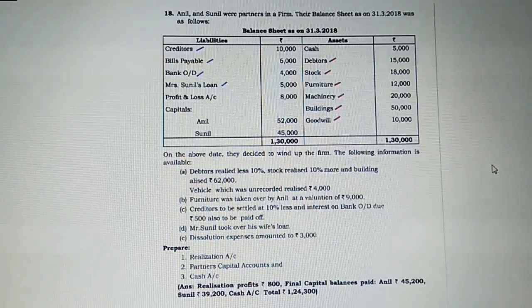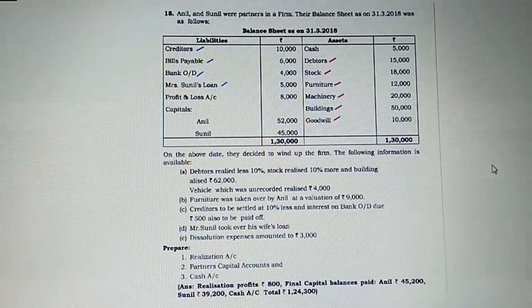Hi students, in this video we are going to see exercise 18. Again, it's going to be a calculation or solution of small different adjustments. So we are going to see what the new thing is going to be found here and how we are going to treat those different adjustments. So let us see the question.